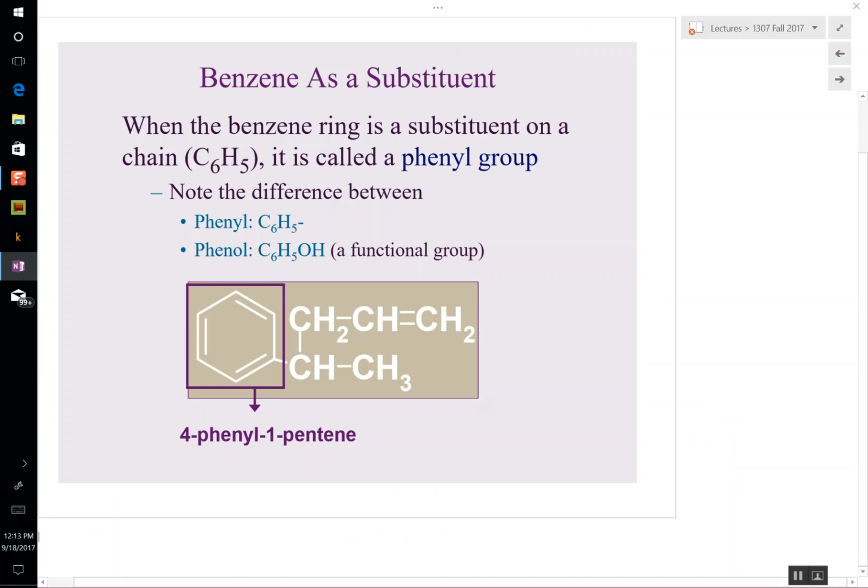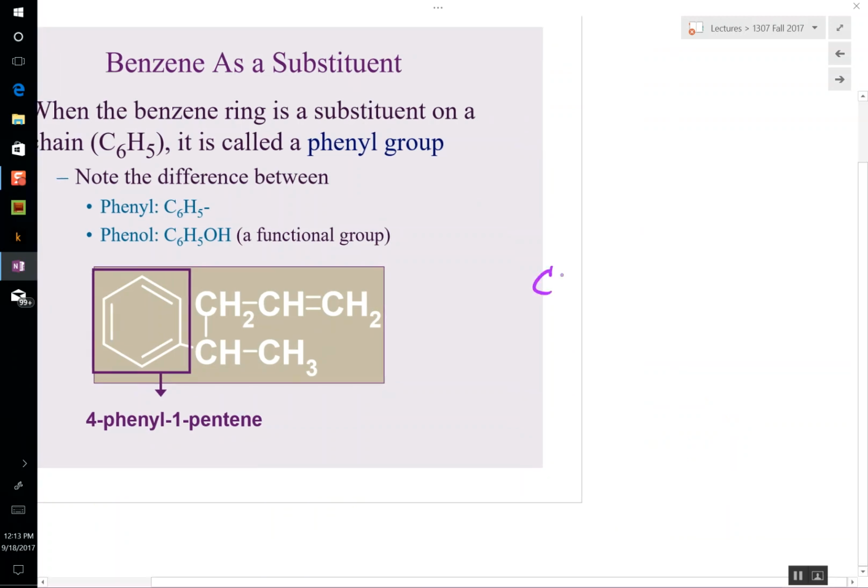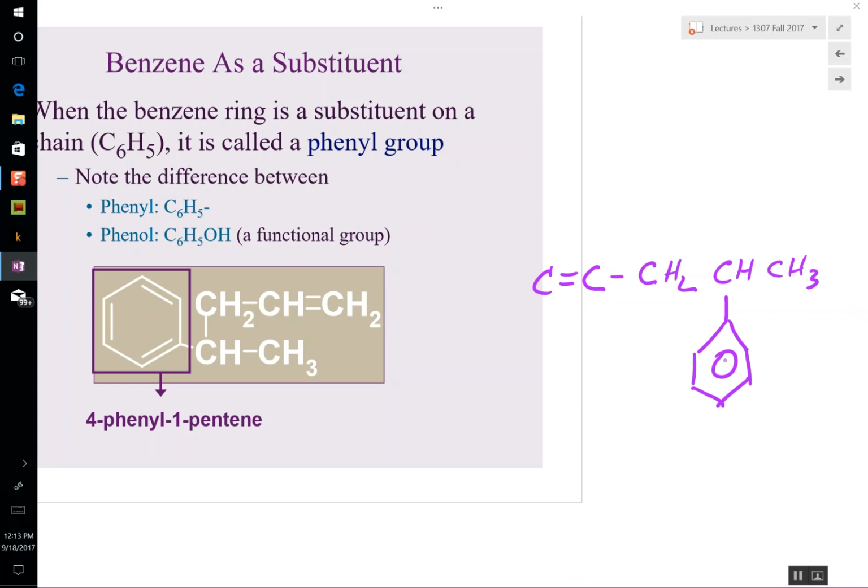Okay, we have a few minutes to cover just two other points. Here's an example. Let me draw this out. Here's our double bond, our CH2. We've got a CH and a CH3. And on here, we've got a benzene ring. What are we going to call that? Well, this is your next substituent. When a benzene ring is hanging on the side of a carbon chain, it is a phenyl.